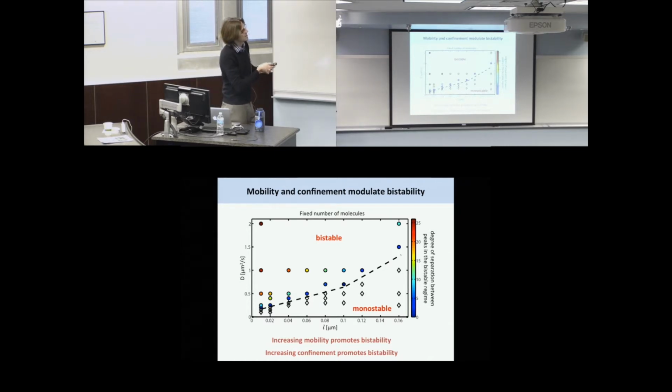So this upper regime is bistable, this lower regime is monostable, and the color code tells you how well separated the two peaks in the histograms are for this bistable regime. And the takeaways are that if you increase the mobility, you promote the bistability, and if you increase the confinement, you promote the bistability.